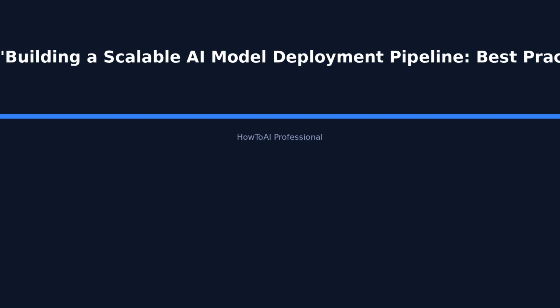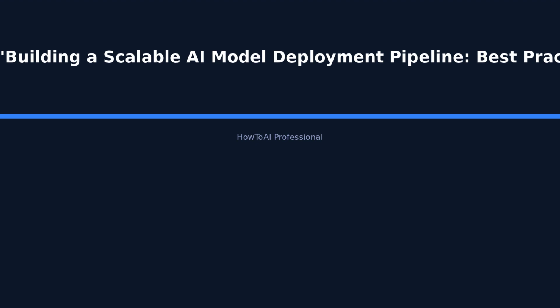Today, we're diving into a critical topic in the world of artificial intelligence: building a scalable AI model deployment pipeline. As organizations increasingly leverage machine learning and AI for various applications, the demand for robust, efficient, and scalable deployment pipelines has never been higher. In this video, we will walk you through best practices for creating production-ready workflows that ensure your AI models not only deliver accurate predictions but also perform consistently and efficiently at scale.